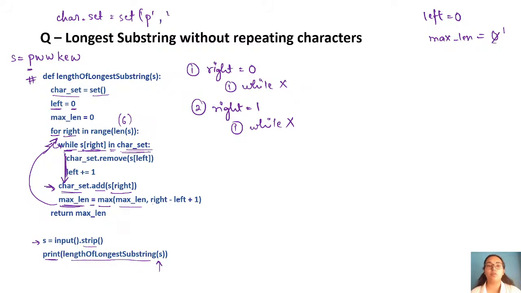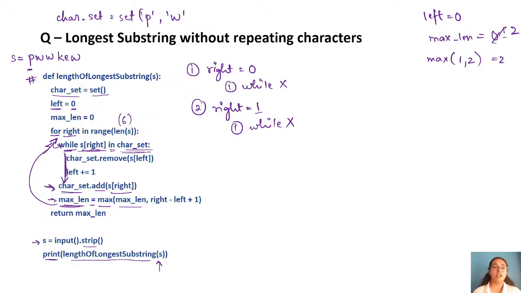So what is going to happen? W is going to be added inside my char set. Now once that is done, my max len can increase. So max len is equal to the maximum of 2 values: one of them is the current max len, comma, right minus left plus 1. So right is 1, left is 0, plus 1. 1 minus 0 plus 1 becomes 2. So we choose the maximum value out of it. So it becomes 2. So we get 2 over here, right?